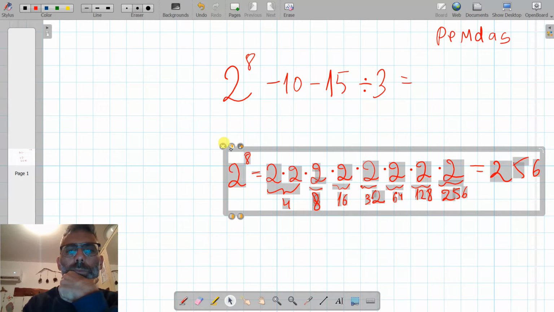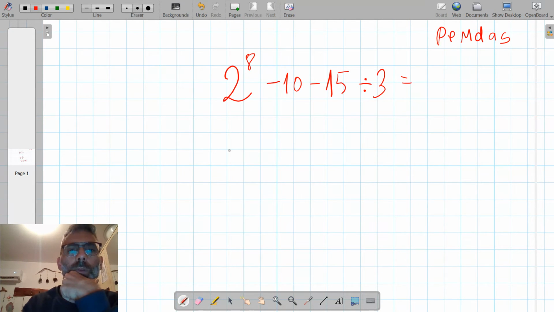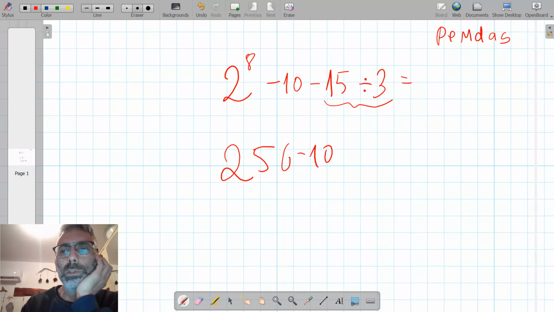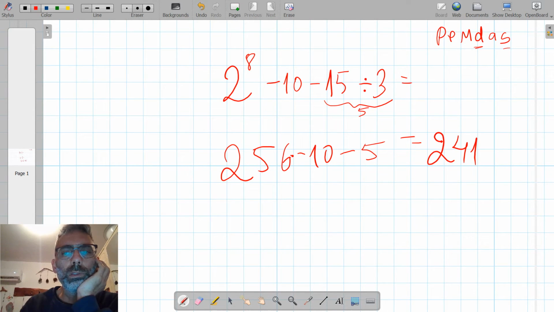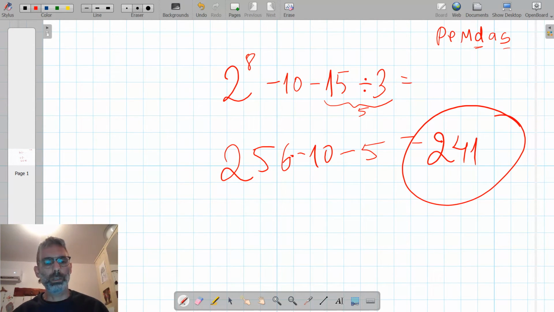This is 256 minus 10. Then I need to evaluate this 15 because division comes before subtraction. 15 divided by 3 is 5. Okay, 256 minus 10 is 246. Minus 5 is 241. Okay, so this is the result.